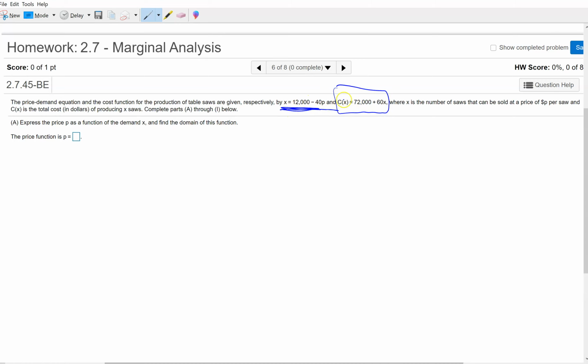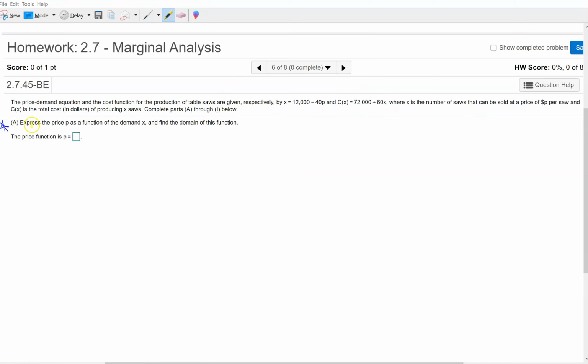And we're told that for both the equation and the function, X is the number of saws that can be sold, so that's a demand, at a price of P dollars per saw. And capital C of X is the total cost in dollars for producing X saws. Okay, so we're going to be coming back to this information that's given to us in our prompt over and over again. But let's start here with part A.